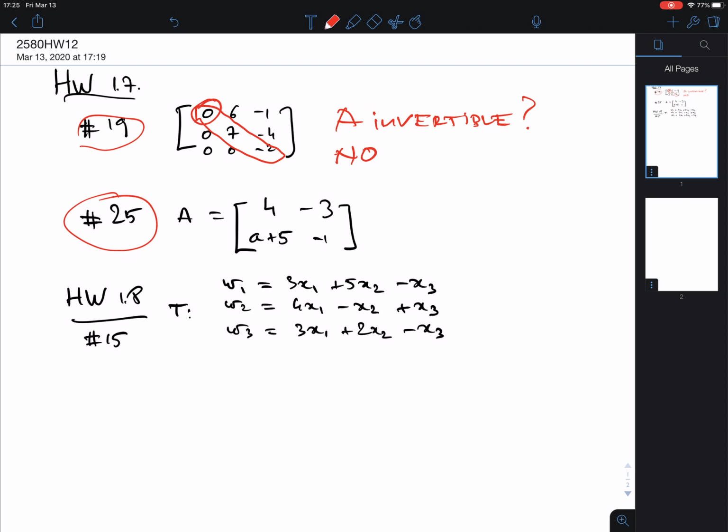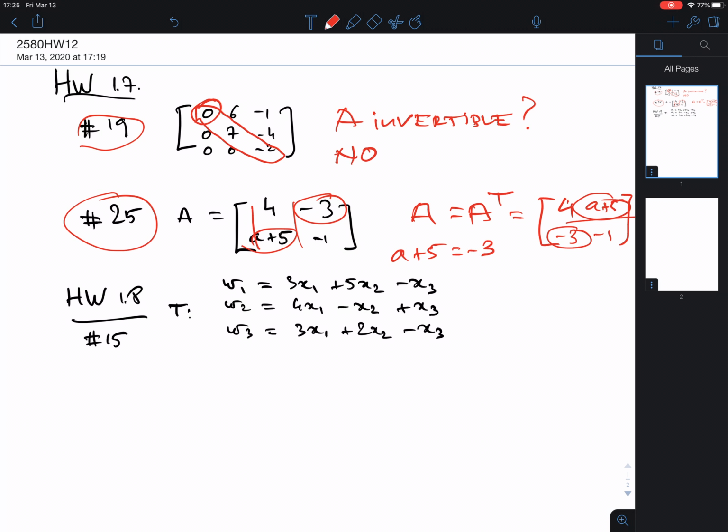Number 25. Here they ask us, when is this matrix symmetric, which means that it's equal to its own transpose. So the transpose of this matrix, let's just write it up, is 4a plus 5. The column becomes a row, and minus 3 minus 1. This column becomes this row. Now the two have to be equal, so we see that we actually have two conditions, that this is equal to that and this is equal to that, but these are the same conditions, so this is a plus 5 equals minus 3. We solve, a is minus 8. That's the answer.